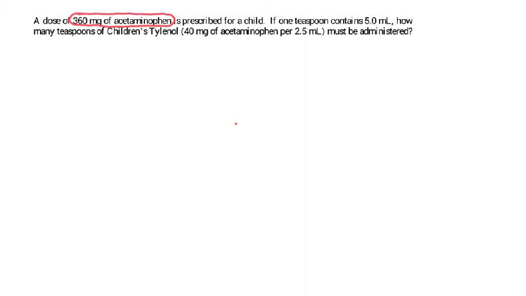Just analyzing that, we can see that that is not a conversion factor. Rather, that is what I call just a piece of data. It has only one unit associated with it, milligrams. Continuing on, if 1 teaspoon contains 5 milliliters, so let's analyze that information.